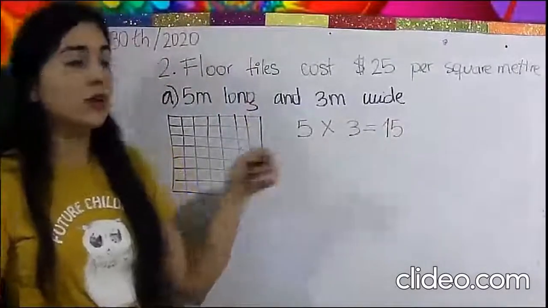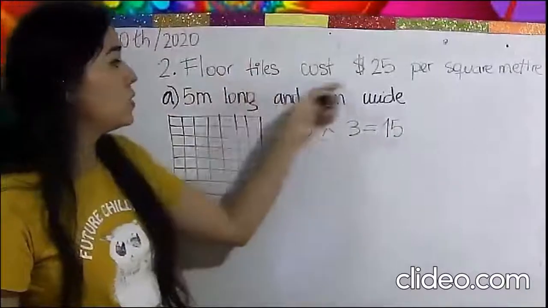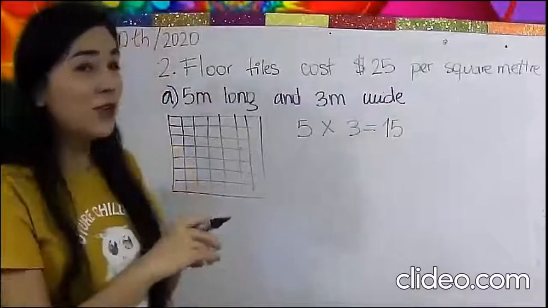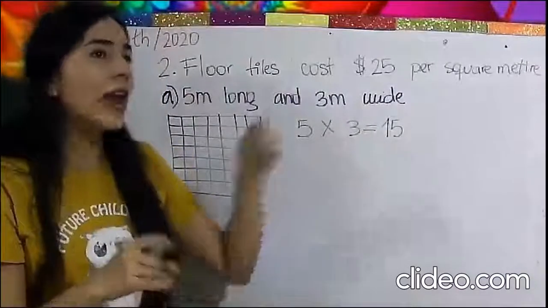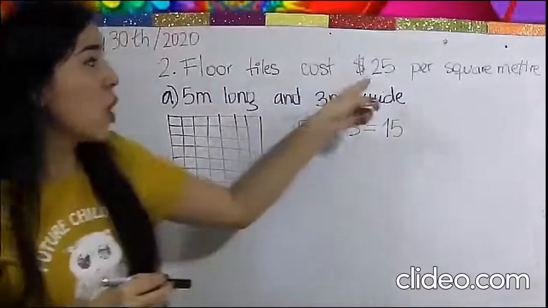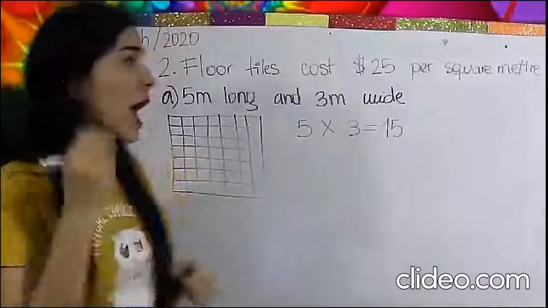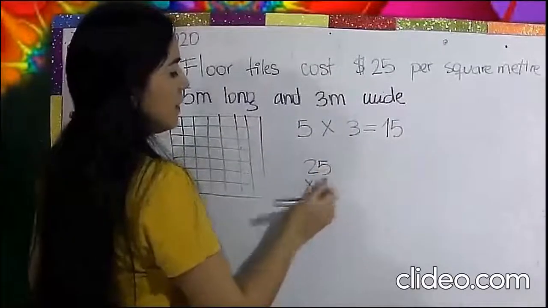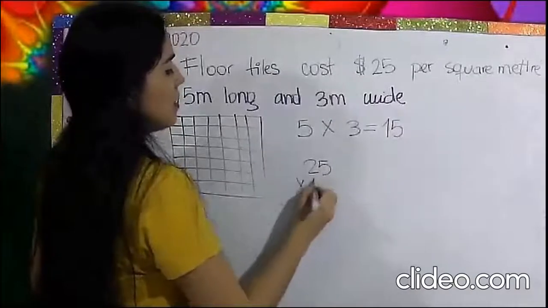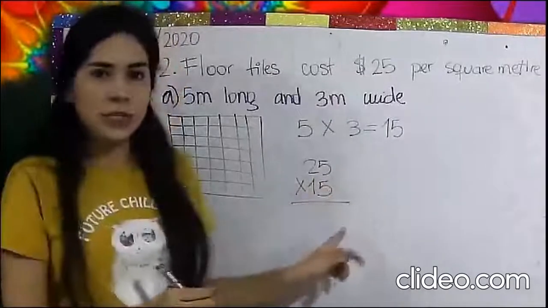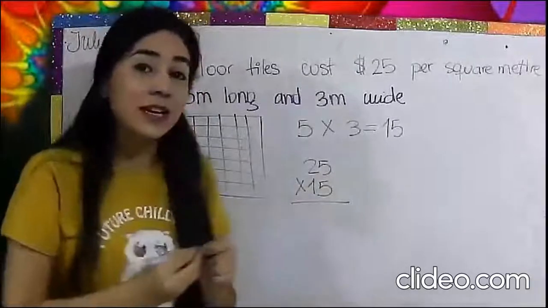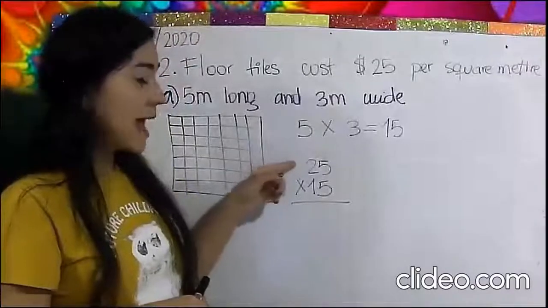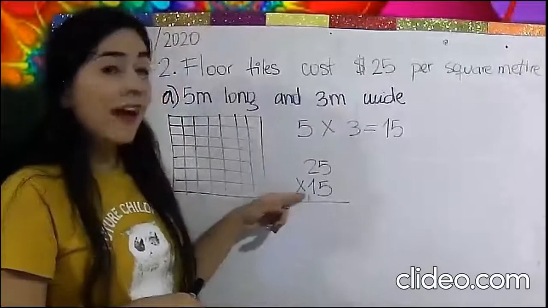Okay, now very good. Now we need to know how I'm going to take in money. I have 15, but it costs 25. So I have to multiply 25 by 15. So let's do it. Remember that when we have a multiplication, this is a multiplicand and this is the multiplier, okay?